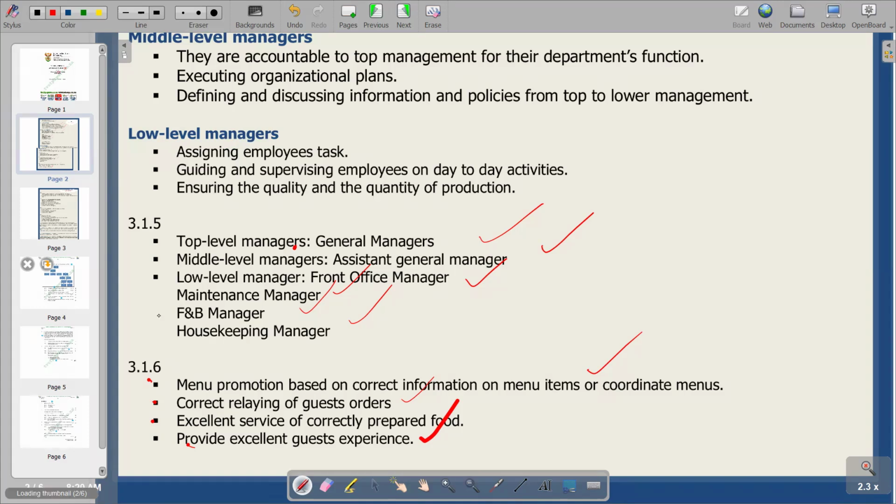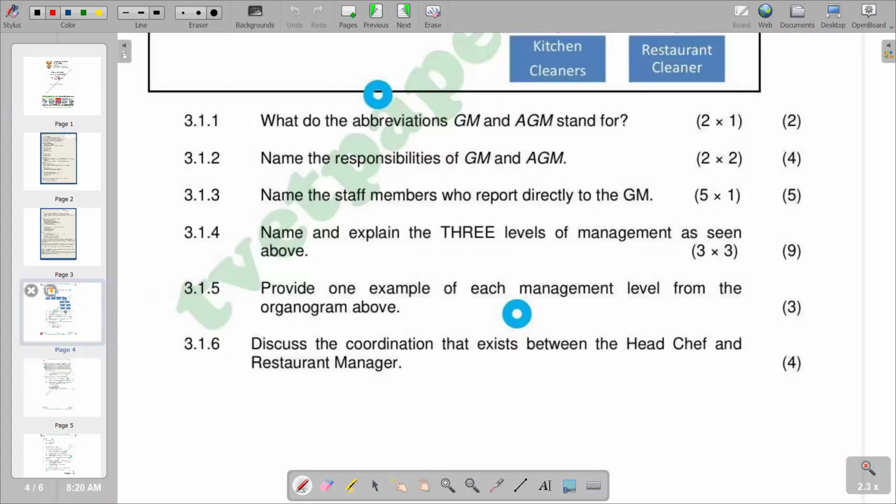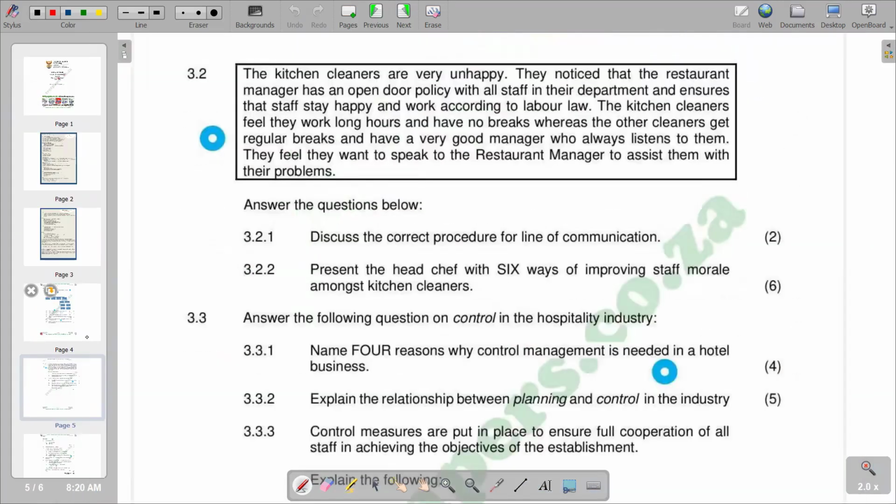So moving on to the next question, which is going to be our question 3.2. We are given a scenario that you just need to go through and read, and then we have questions that follow. On the question part, under the questions below: Discuss the correct procedure for line of communication. What is the correct procedure for line of communication?